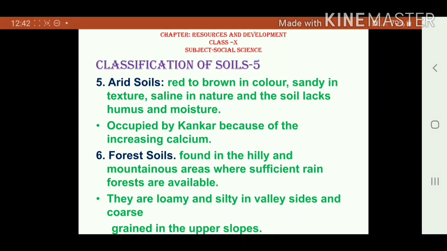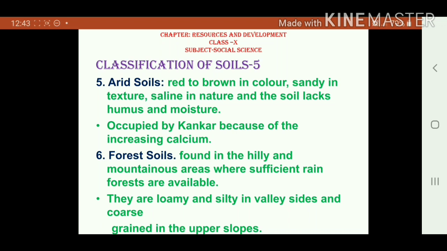The next two categories are arid soil and forest soil. So arid soil is red to brown in color. Its color changes from place to place in India, and it is somewhere between red to brown in color with different shades. Sandy in texture. Arid soil is always sandy. It gives the feel of sand. That is the texture of the land.